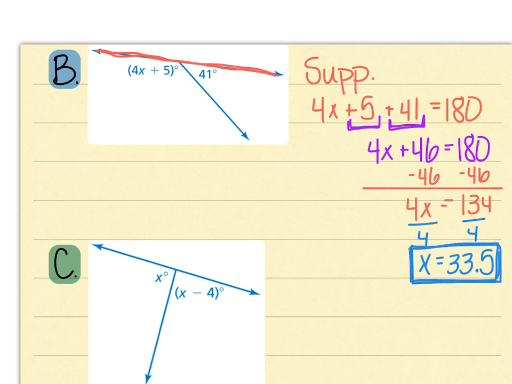Okay, and if you're not ever sure about that, try plugging it back in for x. I could just very easily do that. So 33.5 times 4, if I plug that in, would make 134, and then add 5 to that, and I got 139. If you add 139 with 41, we get 180, so we know this is true.